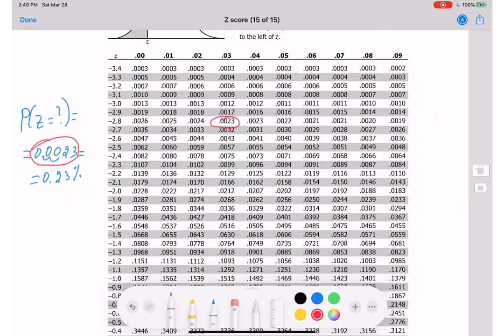0.0023. Now, if I go to the right from here, and if I go up, my z-score is going to be how much? Negative 2.8 and 3. Because here is my negative 2.8, here is my 0.03. So I get negative 2.83. So I can say that the z-score of negative 2.83 is 0.23%.